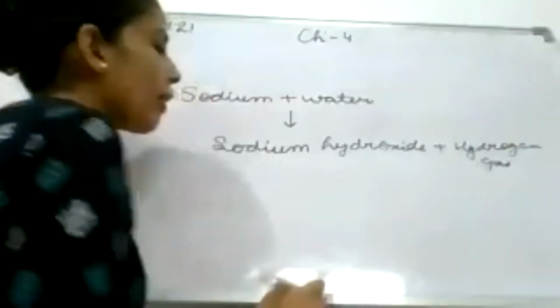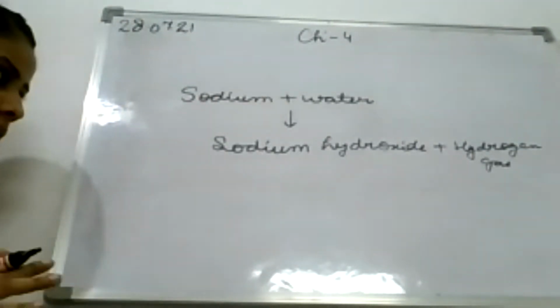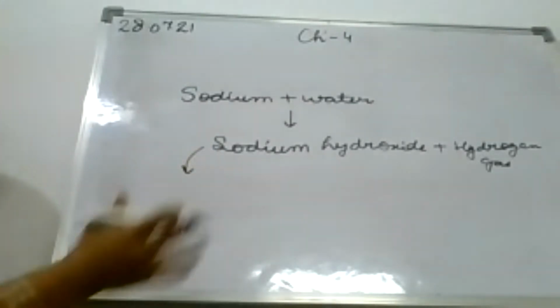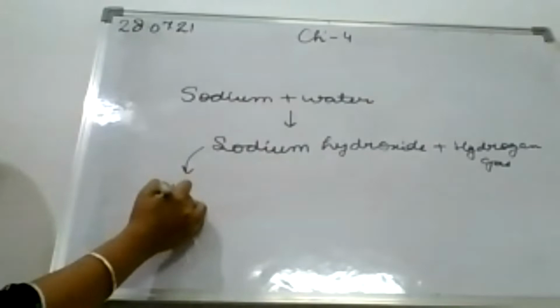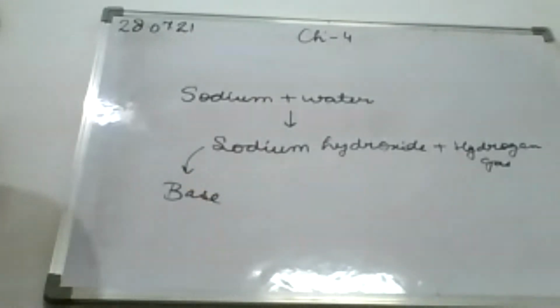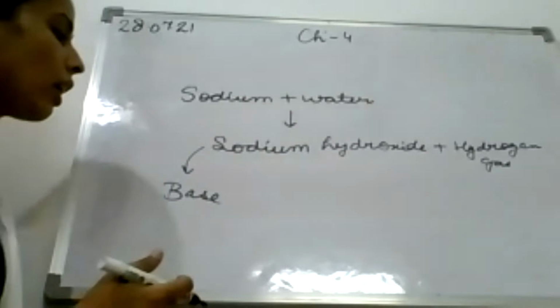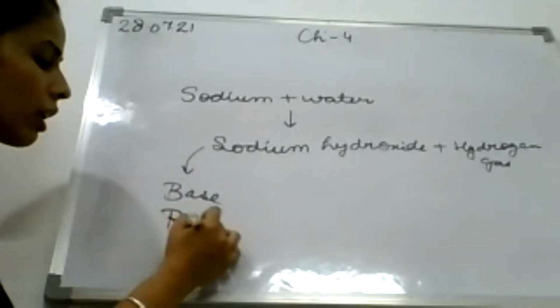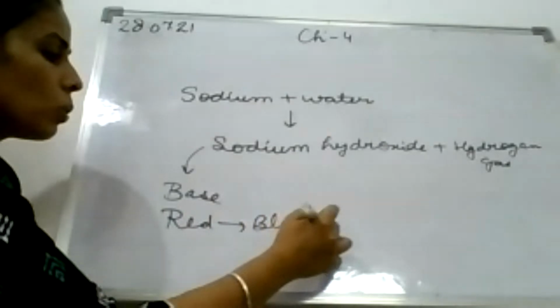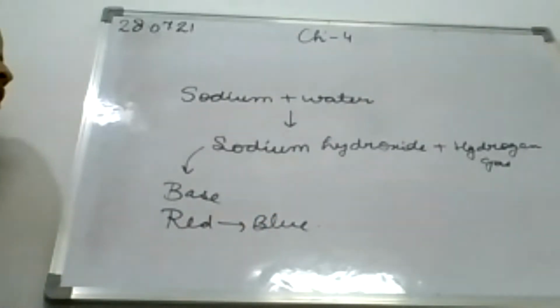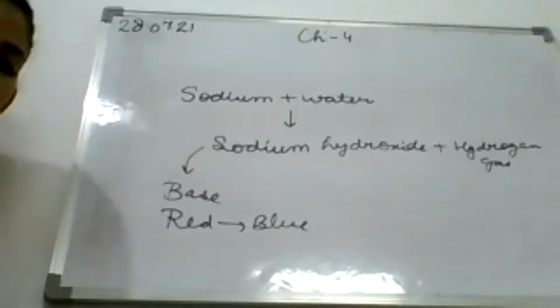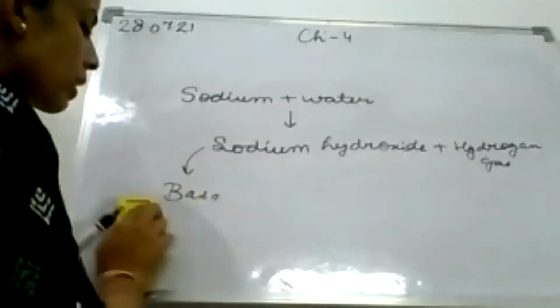So we have to check the nature of this sodium hydroxide. You all know that it is a base, and we can check its nature by litmus paper. So it will convert the red litmus paper to blue. That means during this reaction, the sodium hydroxide, that is the product that is formed, is basic in nature. Clear? Now we have concluded from this that sodium reacts with water and the reaction is very explosive.